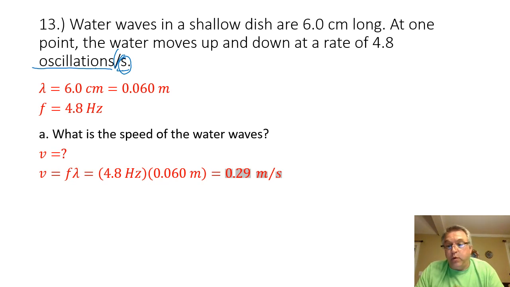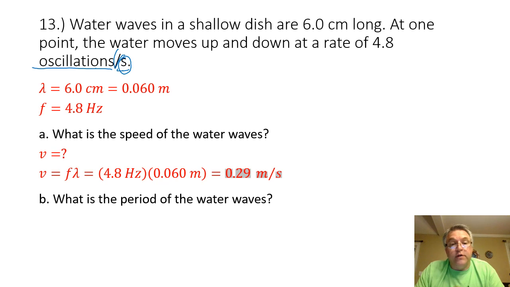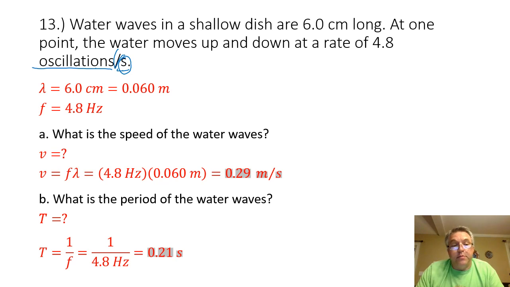So what is the wave speed? I know wave speed is equal to the frequency times the wavelength. So 4.8 hertz times 0.060 meters will give me a wave speed of 0.29 meters per second. The second thing that they are asking us to find is the period of the wave. So we want to find the period. And I know the period is simply the reciprocal of the frequency. So 1 divided by my frequency, or 1 divided by 4.8 hertz, will give me a period of 0.21 seconds.